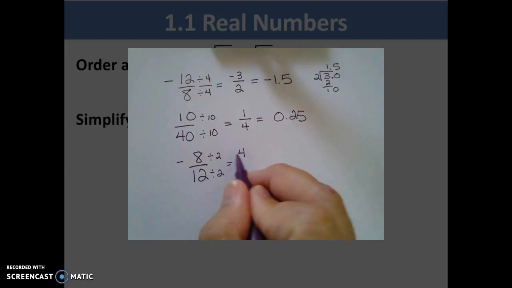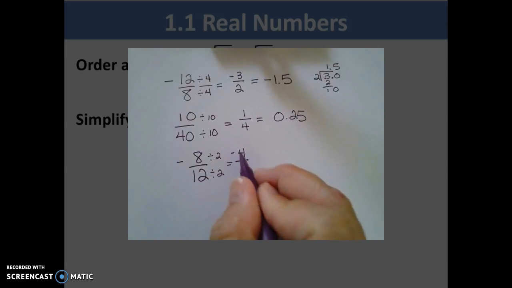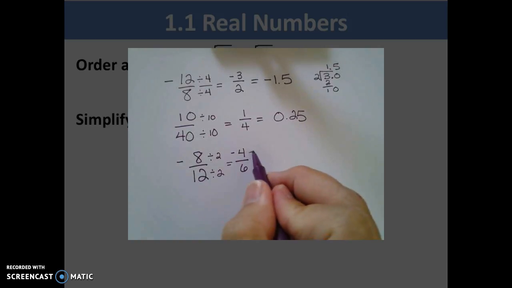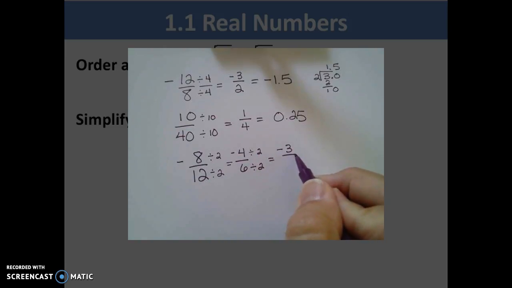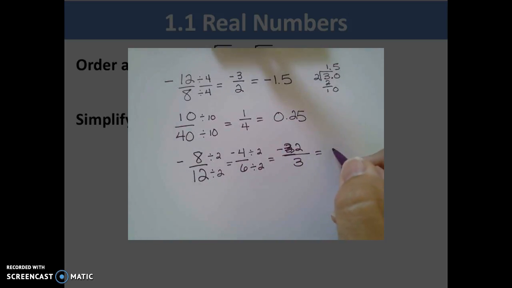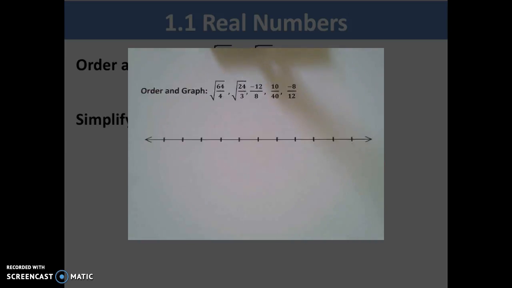And we get negative 4 over 6, which we have even numbers again, so we'll divide them by 2 again. And we end up with negative 2/3, which comes out to the decimal negative 0.6 repeating. Now that we have all of our numbers, we can graph them on the number line.